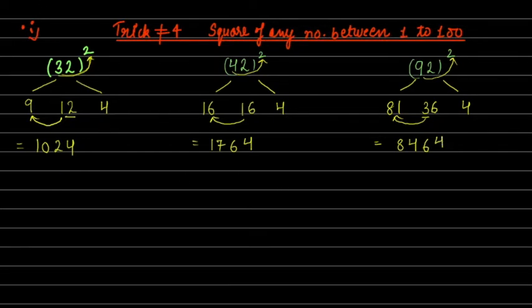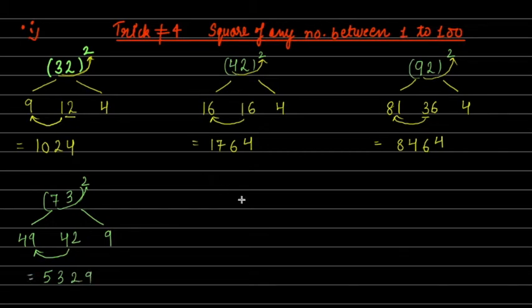So let's see another number at the unit place. If I take a number, suppose 73 square. So 7 sevens are 49, again 3 threes are 9, 7 threes are 21, into 2 gives you 42. Take this 4 here, 49 plus 4 will be 53, 2, 9. So this will be the answer.